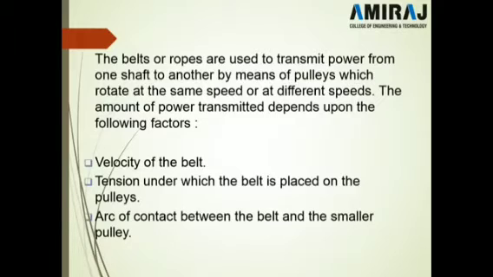If the belt is slack between two pulleys, then the power cannot be transferred efficiently, right? The power loss is greater if the belt is slack between two pulleys. So the tightness of the belt between two pulleys is a very important factor for the power transmitted between the shafts. Also the arc of contact between the belt and the smaller pulley is an important factor for power transmitted, right?